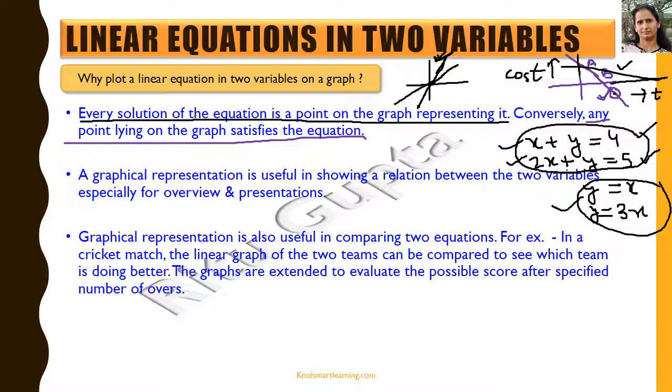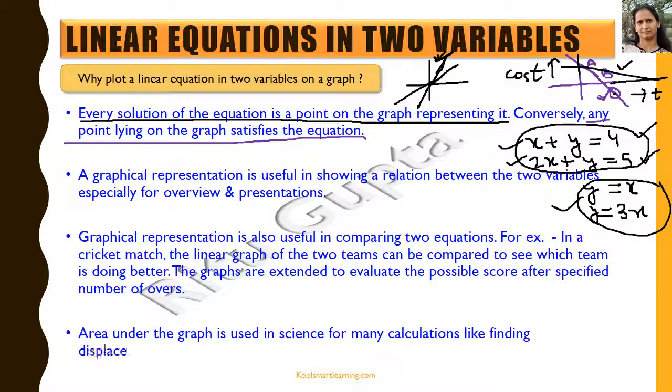Now, a very practical example would be in a cricket match. You would normally see that supposing one team has already played and the second team is playing, there's a line graph which is shown for the first team, and the graph for the second team is shown as it progresses, and there's an extended graph which is shown that if the second team continues to play at the rate it is playing, where would it hit? So it gives you a graphical comparison between the two situations.